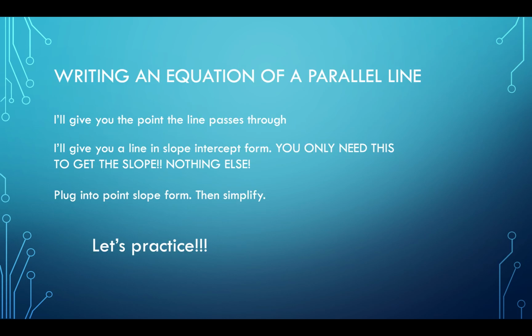When we write an equation of a parallel line, I'm going to give you the point the line passes through. I'll give you a line in slope-intercept form. You only need this line to get the slope, nothing else. So once you pull out the slope from that equation that's there, it's just going to sit there. You're not doing anything with it. The only thing you need from there is the slope. Then you're going to plug into point-slope form, and then we'll simplify. Okay, let's practice.